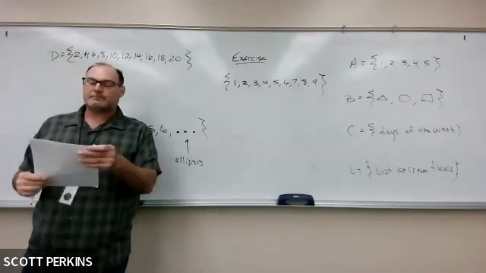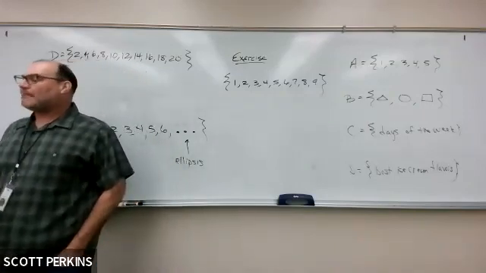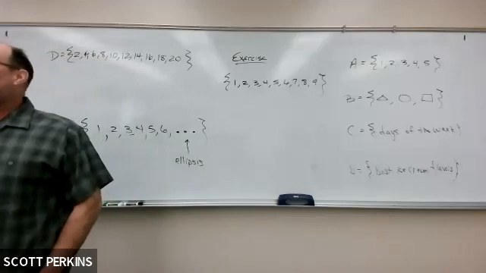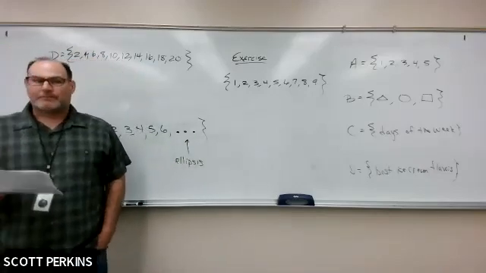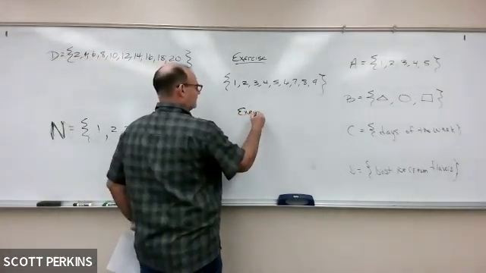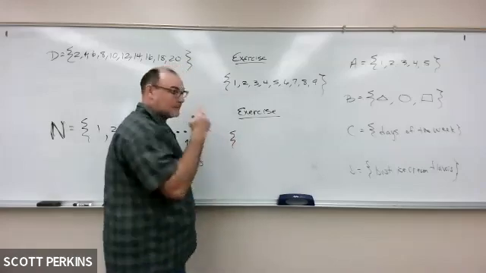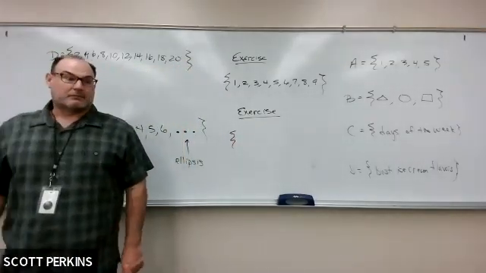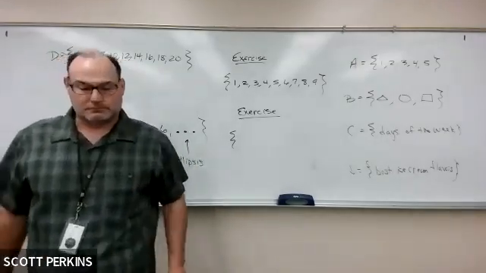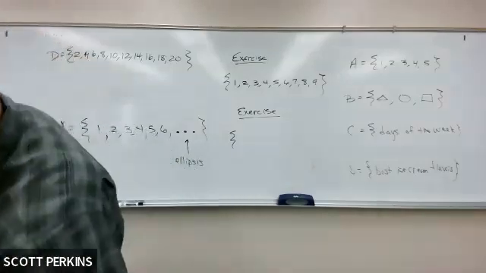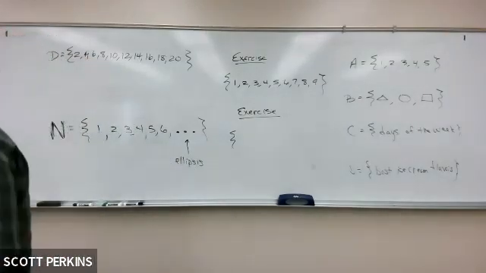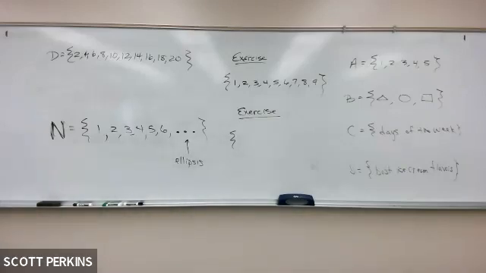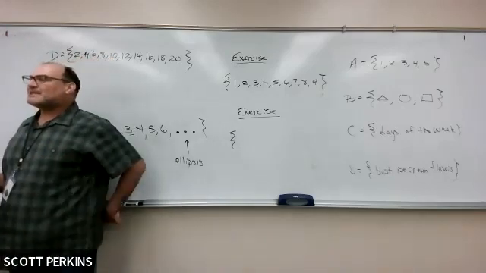I'm turning to page 2. I would like you to do the next exercise. Same sort of thing. You're going to write the natural numbers between 3 and 12 in roster form. All right, so I'm just trying to give you a look of the different things that you're going to see.